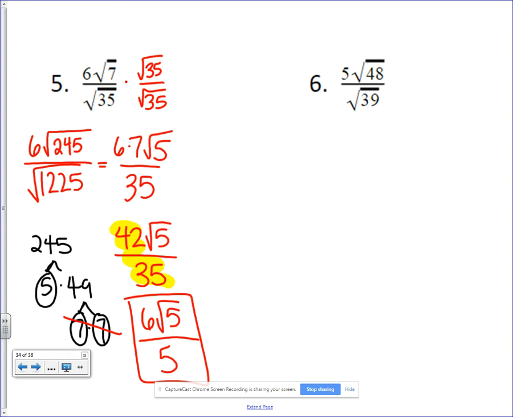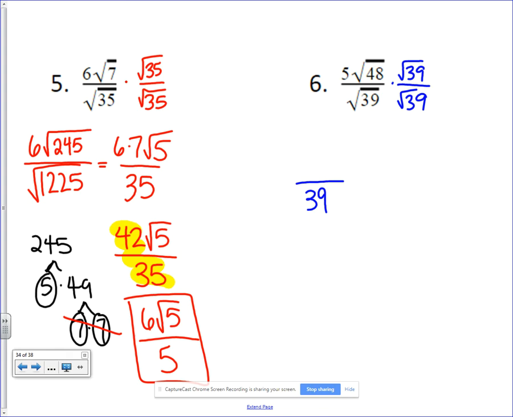Okay, number 6 here. Looks like I've got a radical on the bottom I needed to get rid of, so I need to rationalize it. We're going to multiply by the square root of 39 over the square root of 39. Now, folks, in the denominator, the whole point here is that's going to be a 39 times 39, which is 39 squared, which means that's going to be a perfect square, which means in the denominator, I'm just going to get a 39. Okay, there's no more square root there.